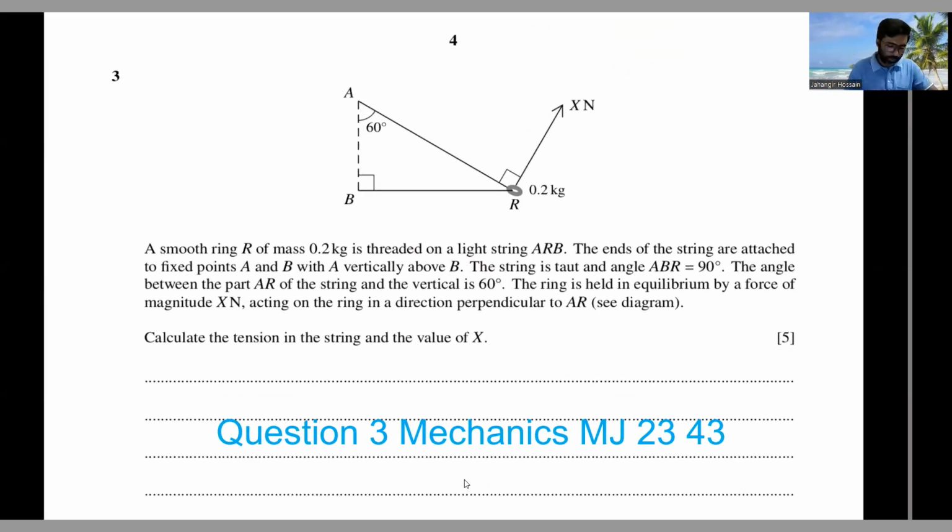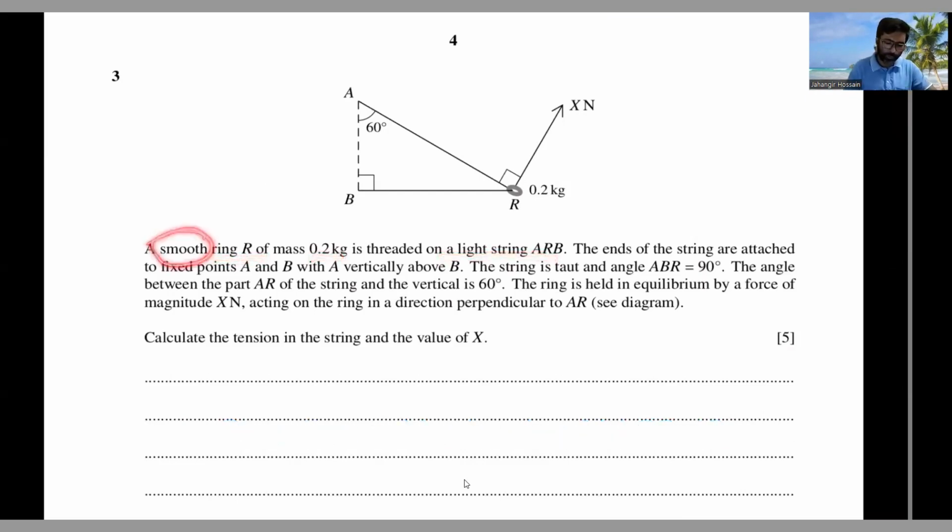Question 3 says, a smooth ring of mass 0.2 kg is threaded on a light string ARB. This is important: the ring is smooth. The ends of the string are attached to fixed points A and B with A vertically above B. The string is taut and the angle ABR is 90 degrees. The angle between the chord AR of the string and the vertical is 60 degrees.